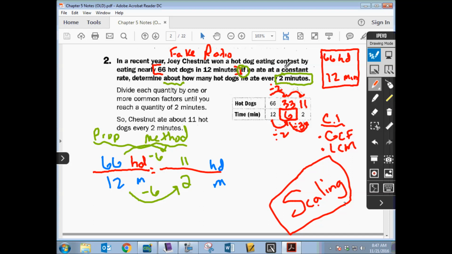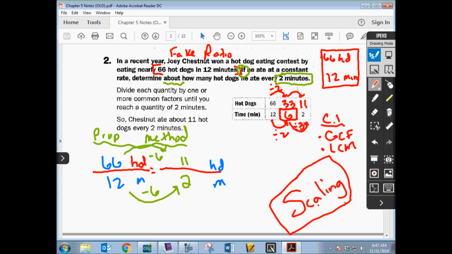So let me ask you guys a question. We just used scaling, which I've explained, and we're going to practice more. Okay? We're using scaling. Was scaling necessary here, though? No, it wasn't, because couldn't we go straight from 12 to 2? Yes. Yes, we could. Okay?